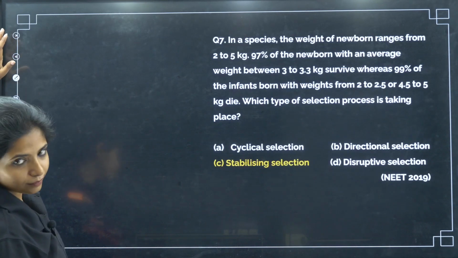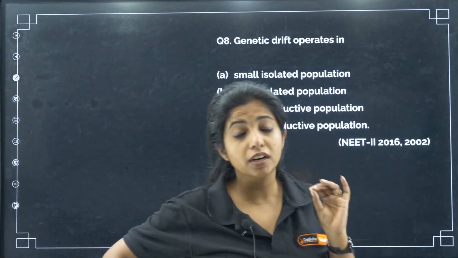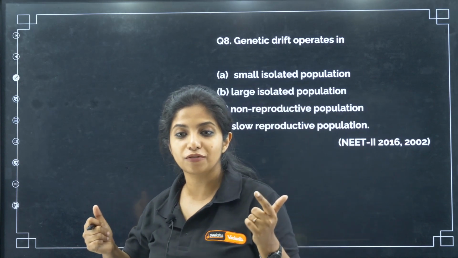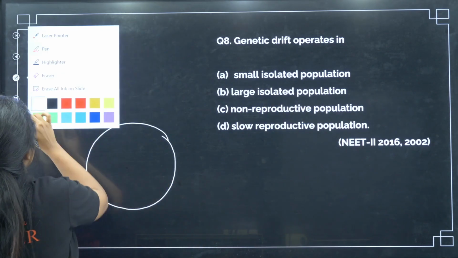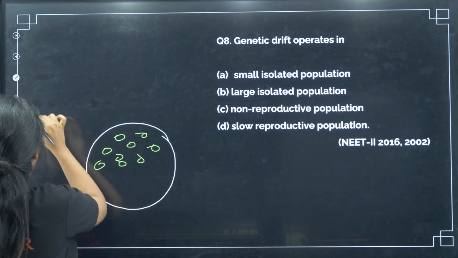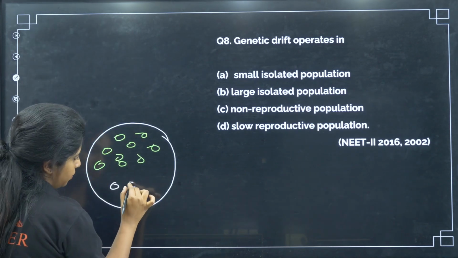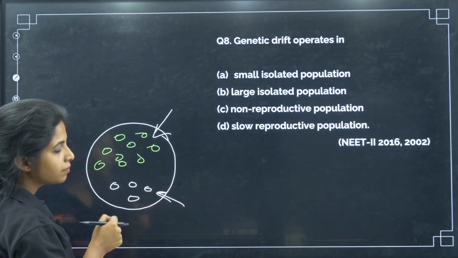Works? Okay. Next, genetic drift operates in. What do you mean by genetic drift? Genetic drift means a sudden change in the genetic frequency of the population. For example, my dear children, I had green beetles over here, and I also had white beetles. So the frequency of green beetles is more than white. Agreed? Now what happened?